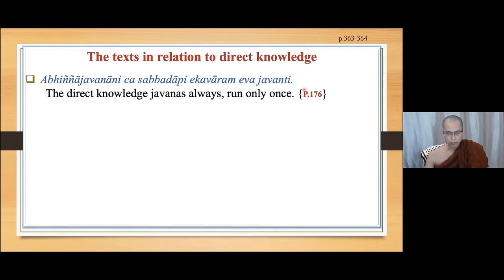The Abhidhamma Sangaha mentions: Abhinnajavanani ca sabbattha ekavaram eva javanti. This is the Pali text, and it can be translated as: the Javana which performs the direct knowledge always runs only once. This is the text as mentioned in the Vithi Sangaha, chapter 4. It is very short, but we can understand how the mental process of abhinna runs by this key, in connection with the other texts which mention the samapatti generally. This is the specific text in relation to the direct knowledge. So in this text we understand that the Javana of direct knowledge runs only one time.